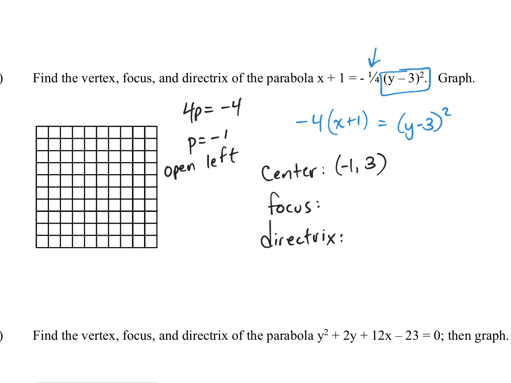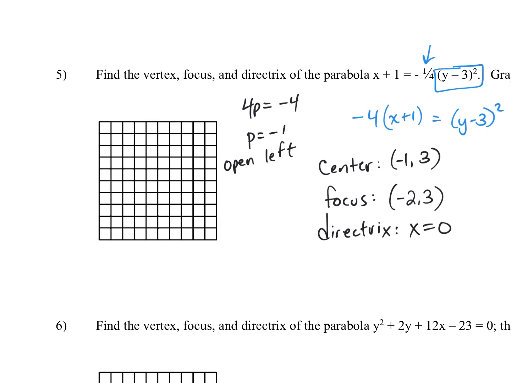So my focus is going to be 1 unit to the left of the center. So my center is at -1, 3, so -2, 3 will be the focus. And the directrix is going to be 1 unit to the right of the vertex, and that is going to be a vertical line of x equals 0.